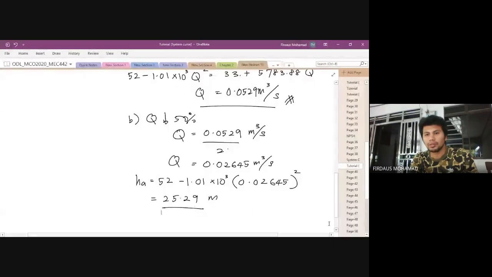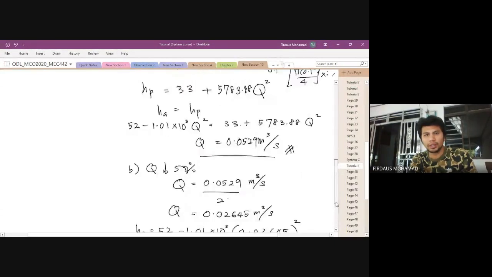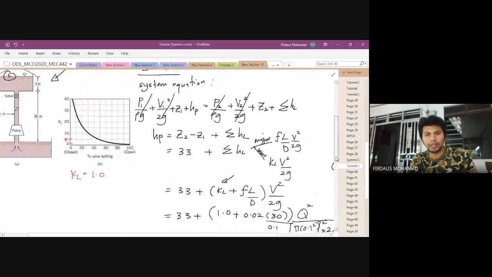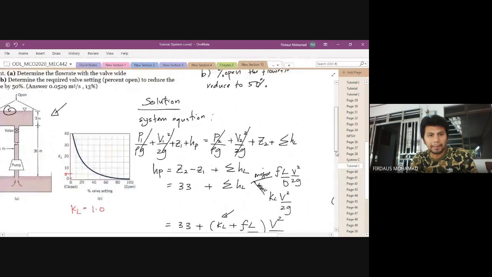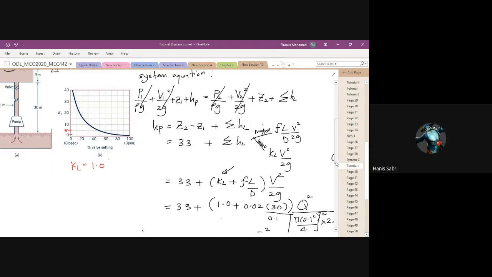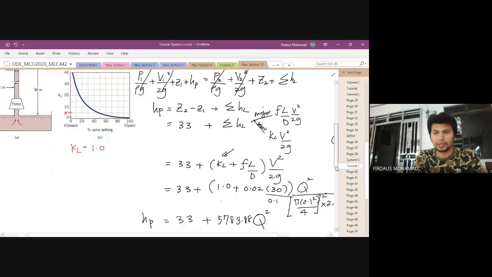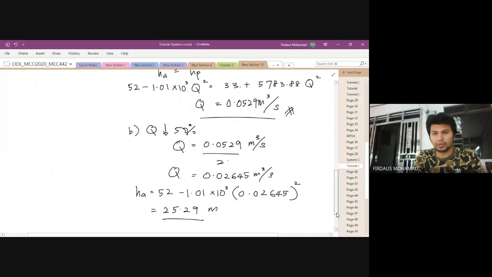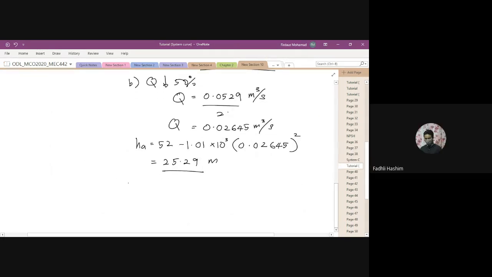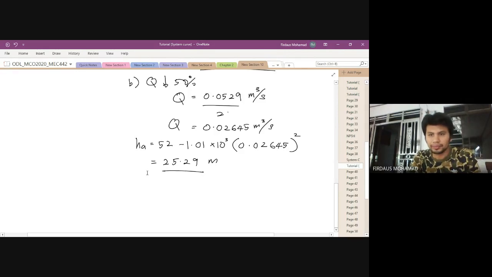But now the question asks you to find what is the required valve, percentage of valve setting. Mean that to find the percentage of valve setting, you need to find KL, loss coefficient for the valve. Okay, so now guna equation tadi mana?